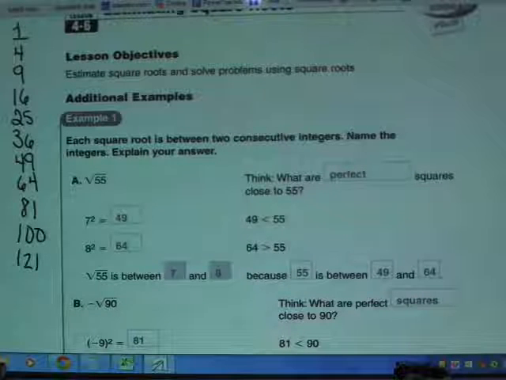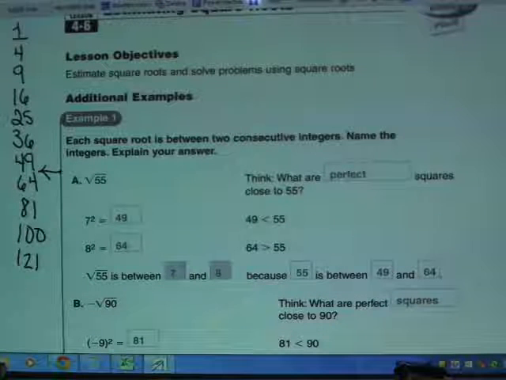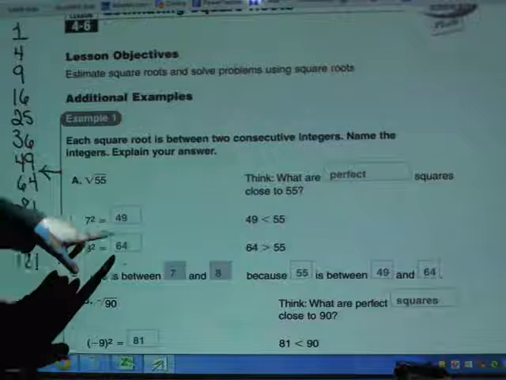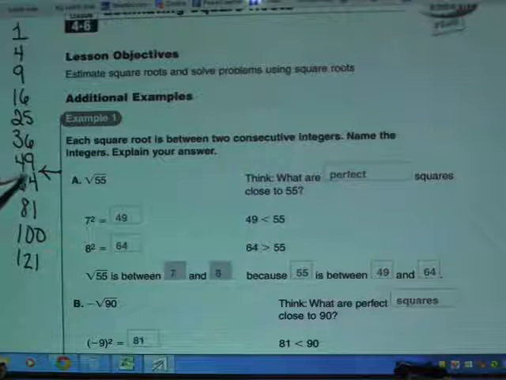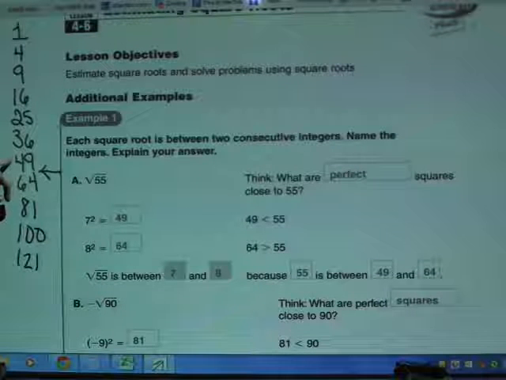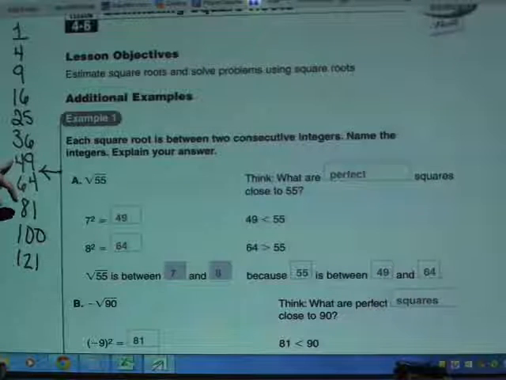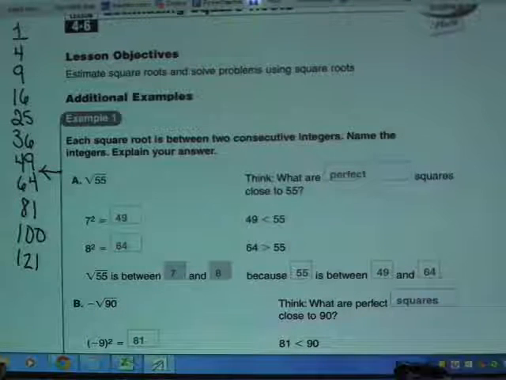So when we're looking at question A, the number 55, 55 obviously fits in between 49 and 64. Well, we know that the square root of 49 is 7. The square root of 64 is 8, which they're showing you right here. Well, obviously then, as 55 is between 49 and 64, the square root of 55 is between the square root of 49 and the square root of 64. And we know that the square root of 49 is 7 and the square root of 64 is 8. That means this value here, whatever the square root of 55 is, has to be something between 7 and 8.